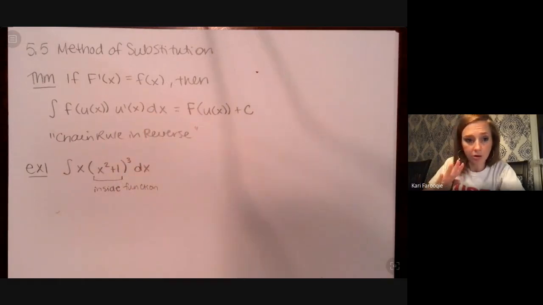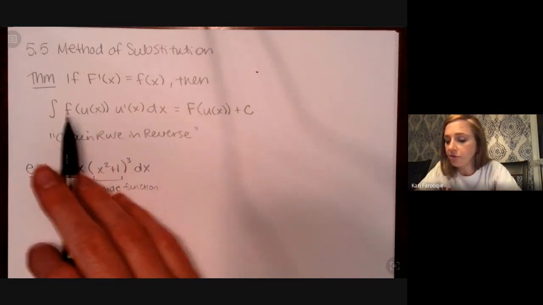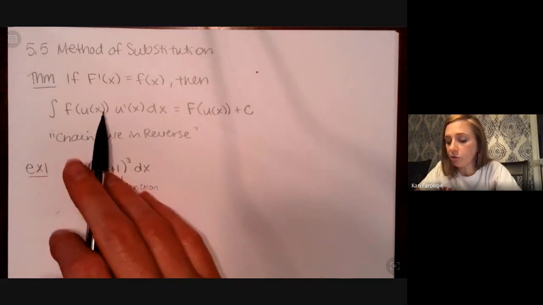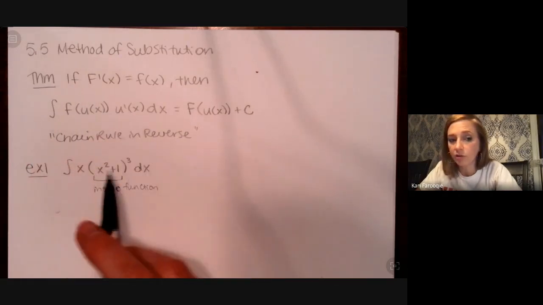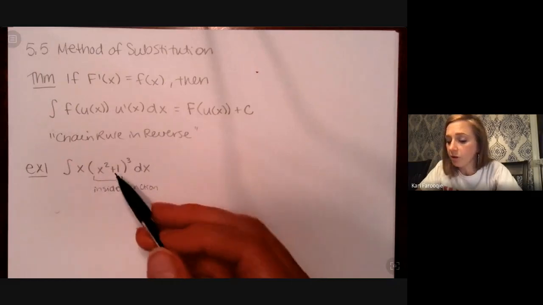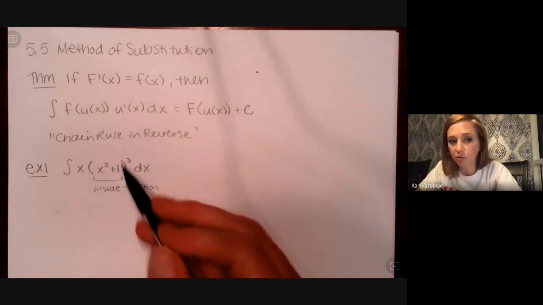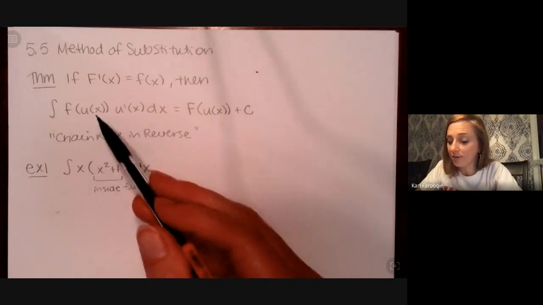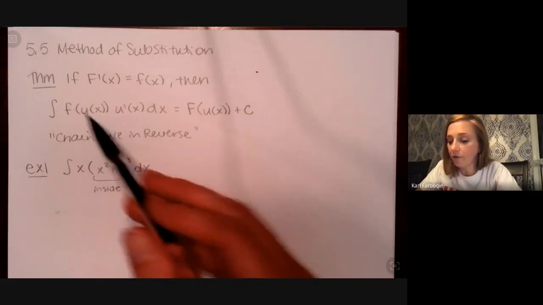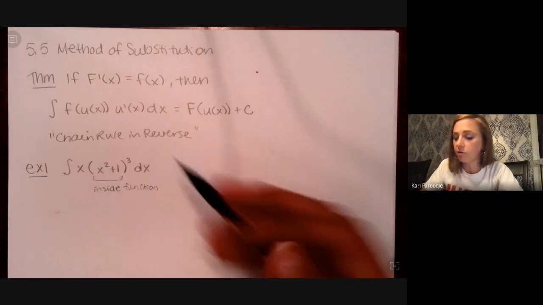Not the cubed part, just the x squared plus 1. Now notice, looking at this theorem that I gave you, you're taking f of some function u of x and multiplying it by the derivative. That's basically what we're going to turn this into. So if your big function is x cubed and your inside function is x squared plus 1, I should have said, let's let u of x be x squared plus 1, and then f would be x cubed. This is just the composite function that we're going to undo.